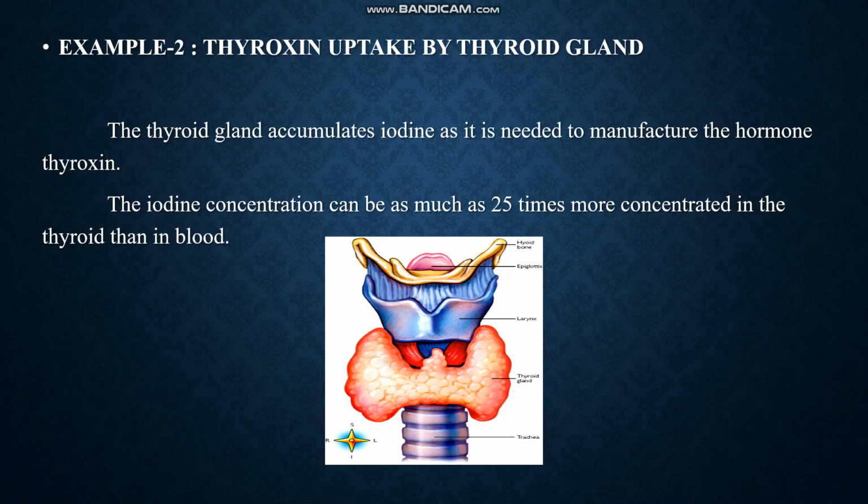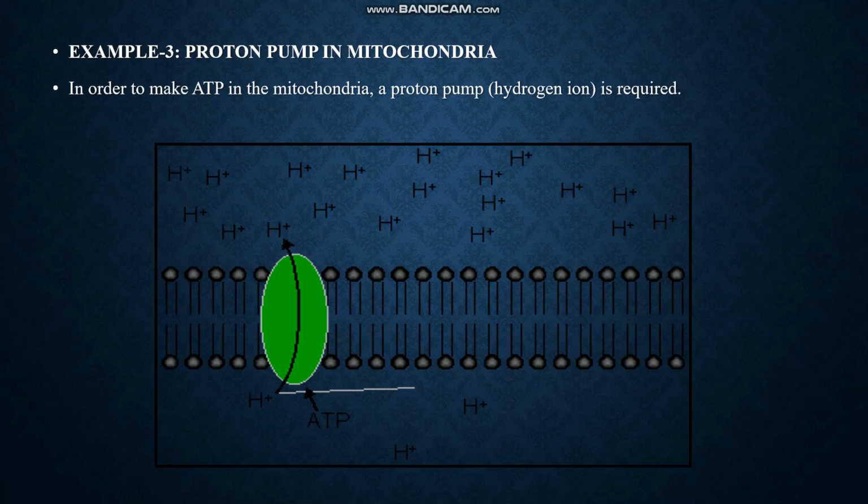Second example is thyroxine uptake by the thyroid gland. The thyroid gland accumulates iodine as it is needed to manufacture the hormone thyroxine. There is as much as 25 times more iodine concentrated in the thyroid than in the blood.